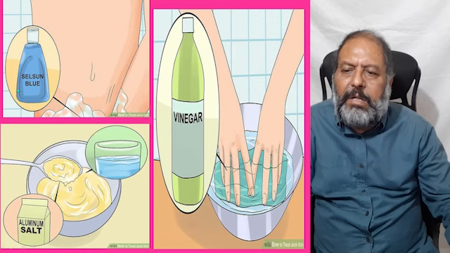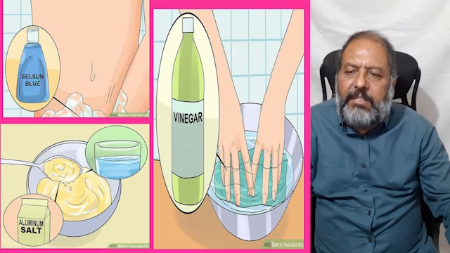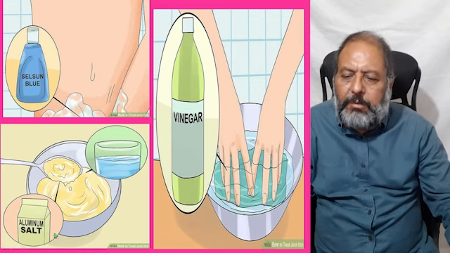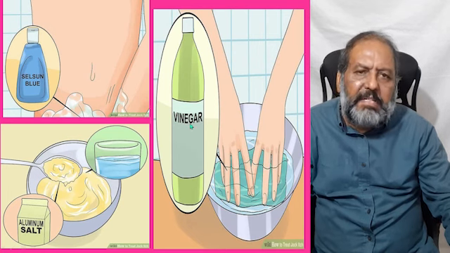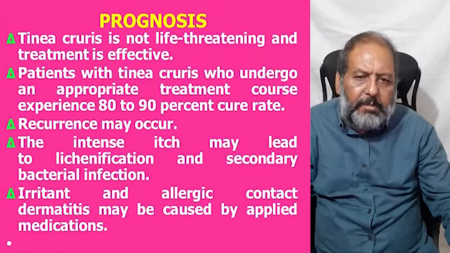And here one can see Selsun Blue that can also be used. Aluminium salt is sometimes used. Vinegar is sometimes also used as a home remedy.